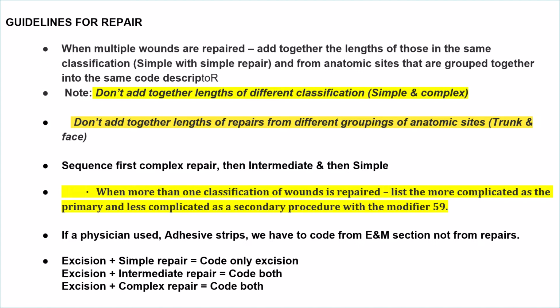Then sequence: first complex repair, then intermediate, and then simple. So in a patient, if all three repairs are carried out and you are supposed to code for that patient, always code the complex first, followed by intermediate and then the simple. When more than one classification of wound is repaired, list the more complicated as the primary and the less complicated as a secondary procedure with modifier 59. If the physician uses a steri-strip, do not code from repair. If the physician uses an adhesive strip, we have to code it from the E&M section, not from the repair.